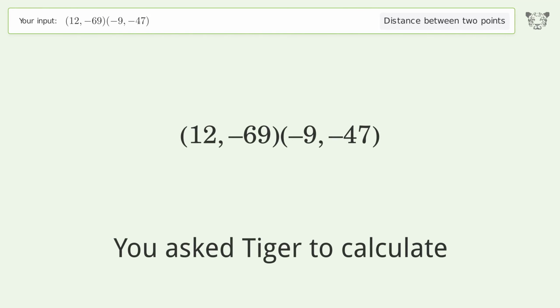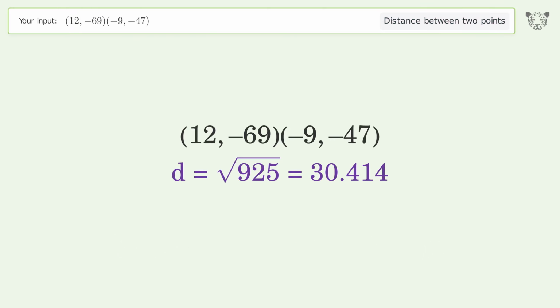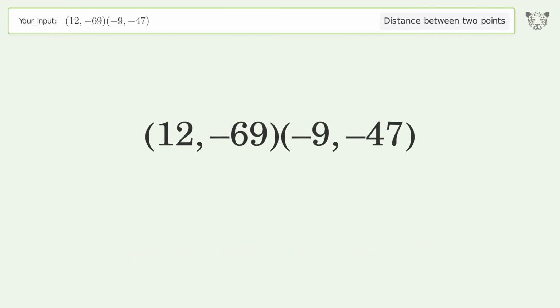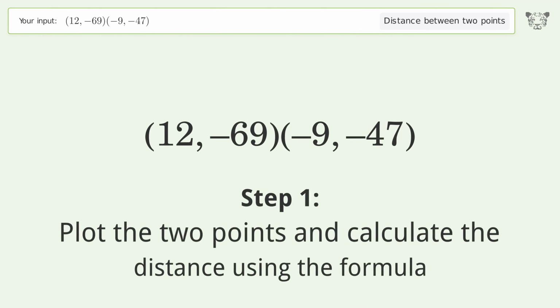You ask Tiger to calculate. This deals with the distance between 2 points. The distance between the 2 points is the square root of 925, or 30.414. Let's solve it step by step. Plot the 2 points and calculate the distance using the formula.